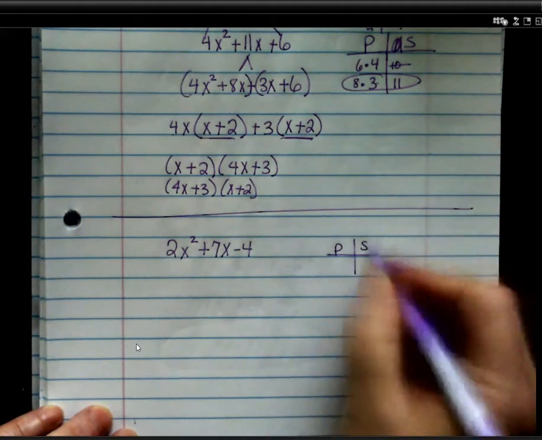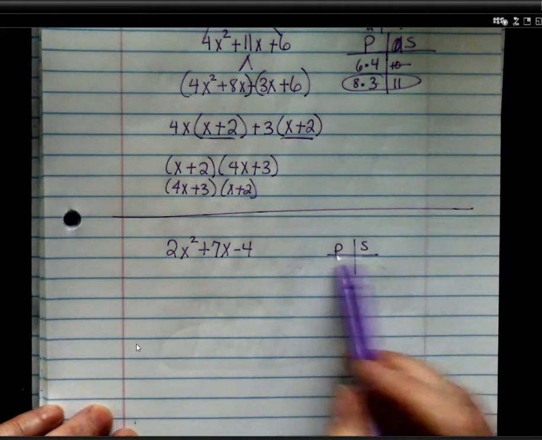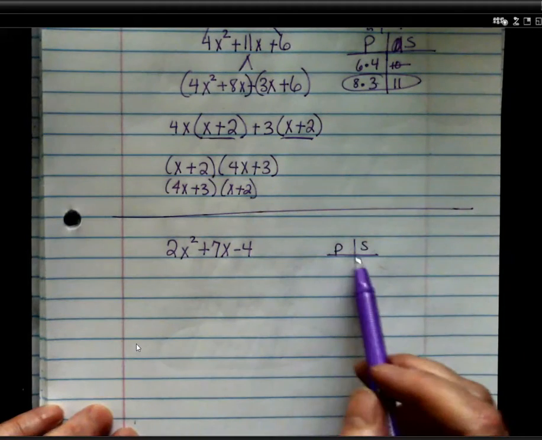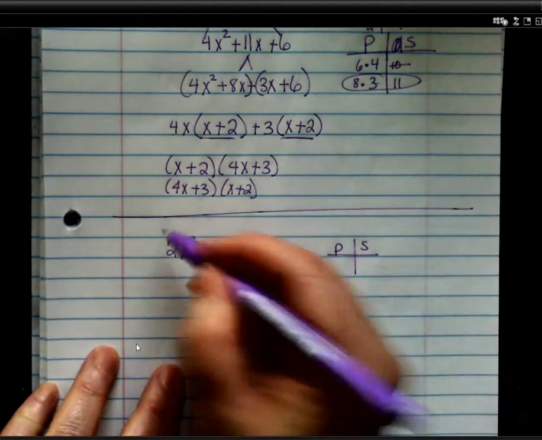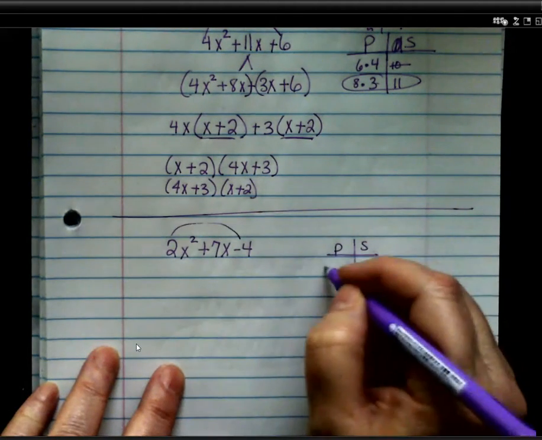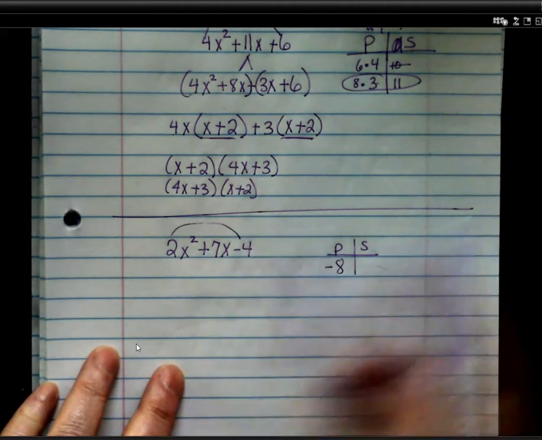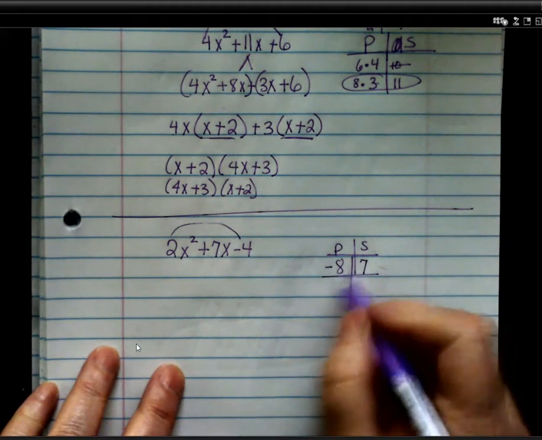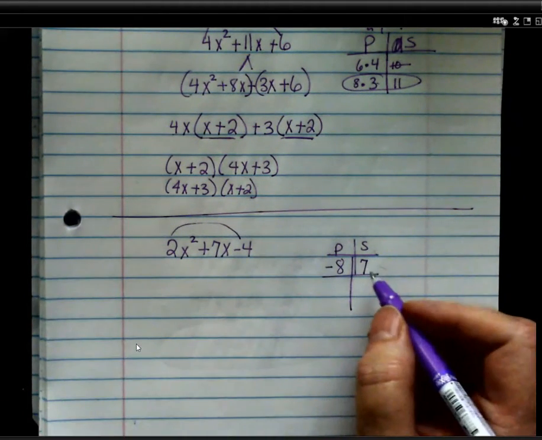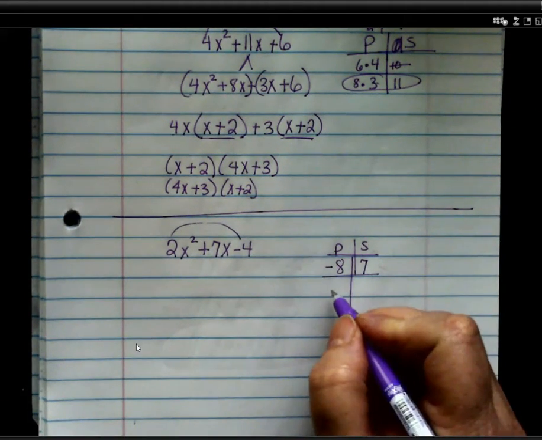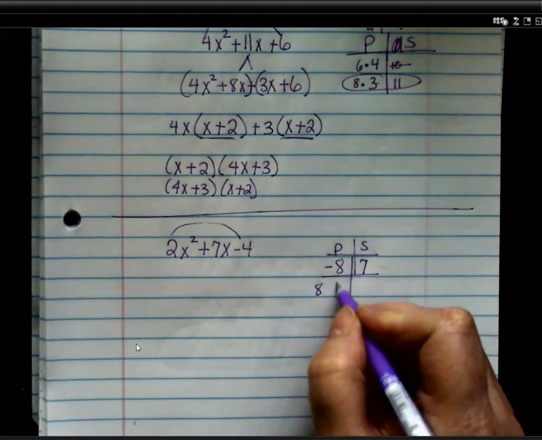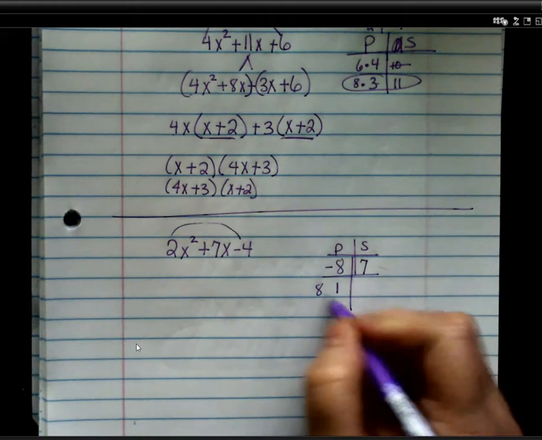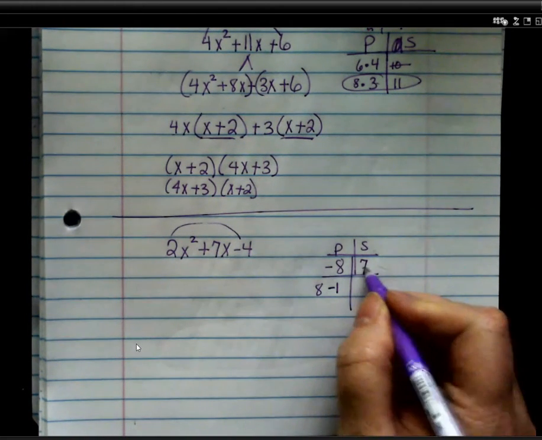Now, most people don't do it this way, showing the product and sum like this. This is just the way I've always done it. So my product is 2 times negative 4, which is negative 8, and my sum is 7. What's going to give me a product of negative 8 and a sum of 7? So I know it's going to be 8 and 1. My 1 needs to be negative so that this is positive.